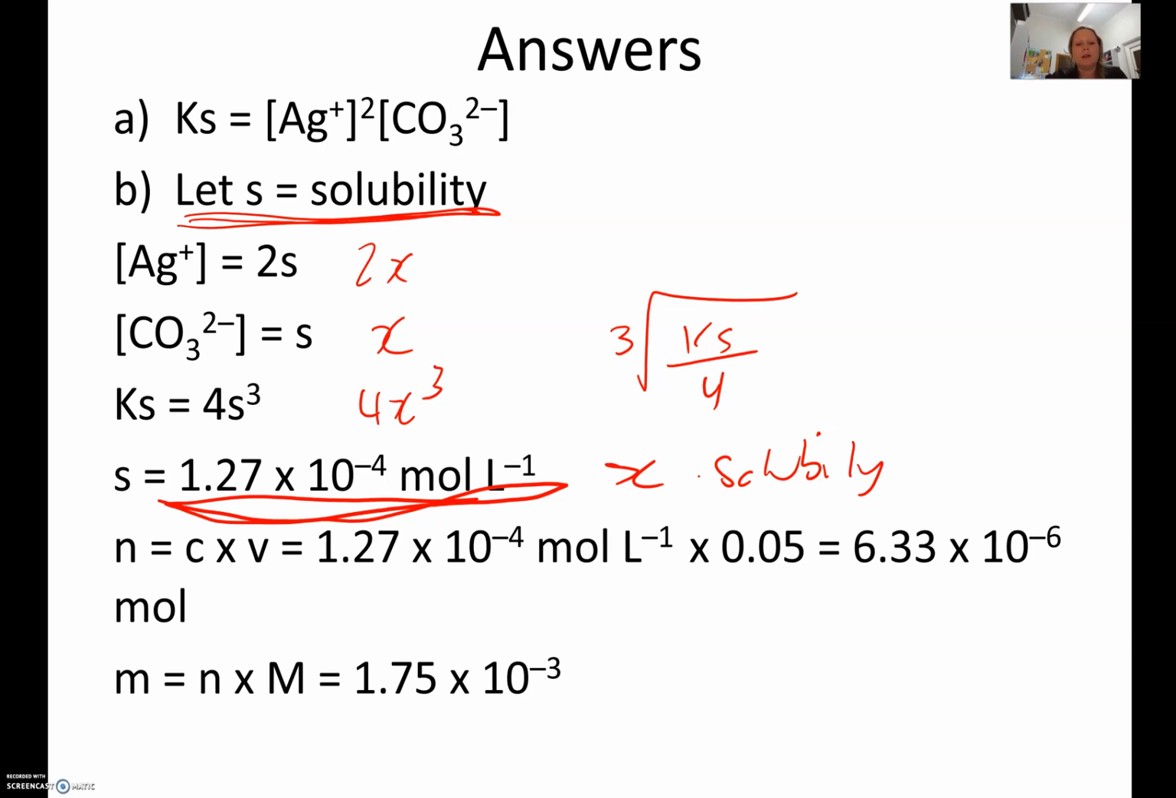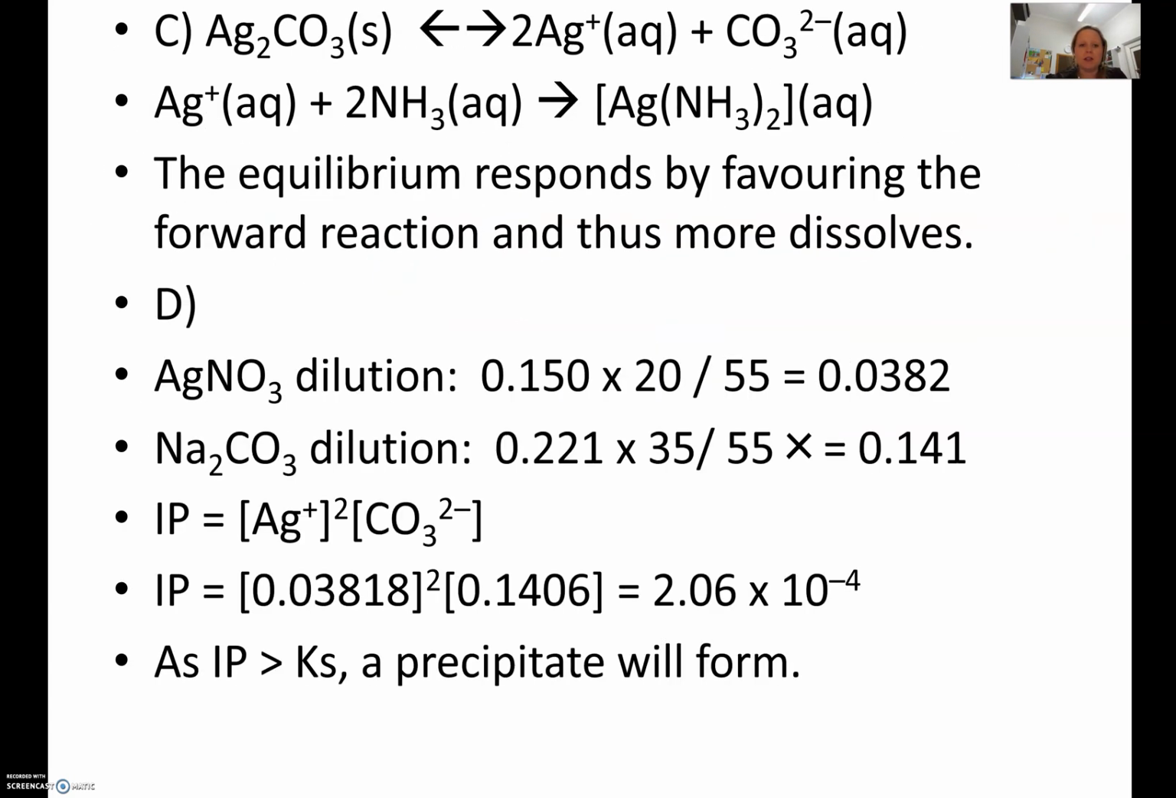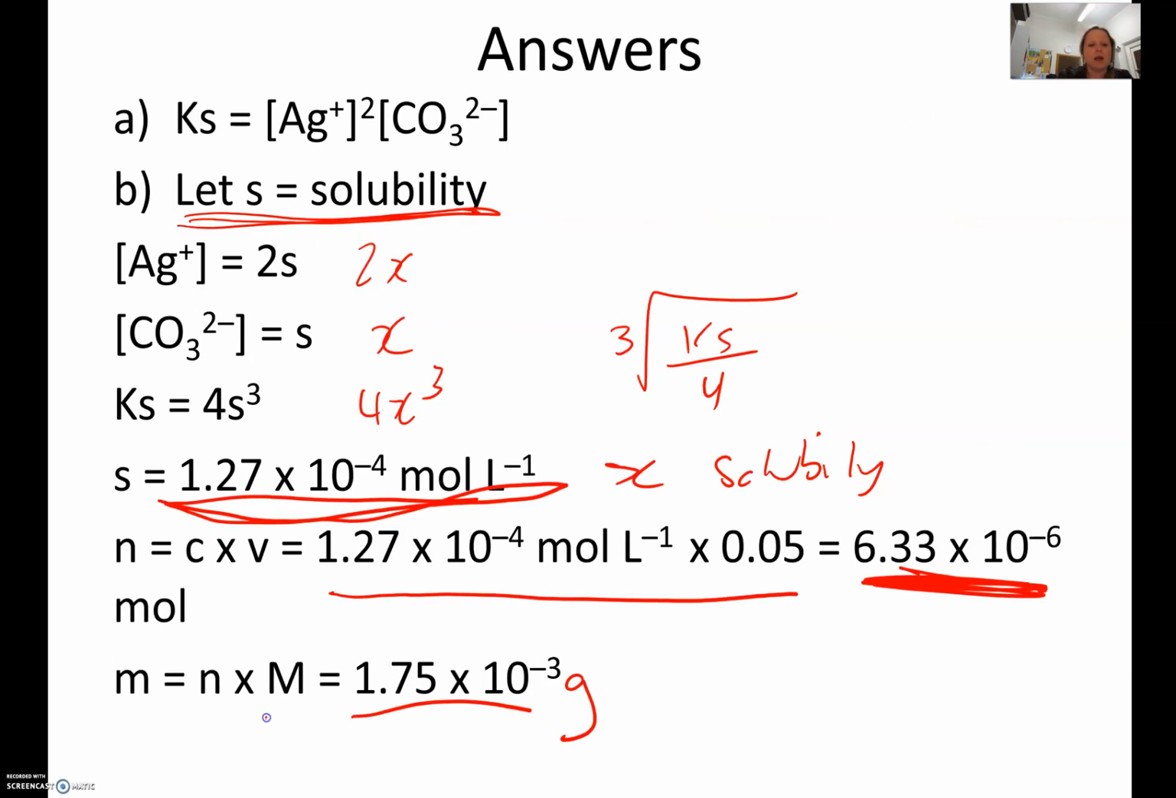So once we've got the solubility, we can turn that into a number of moles by timesing by the volume. They said 50 mils. And so therefore we get this many moles, and if we've got the moles, then we can work out the mass by doing number of moles times the molar mass, and you get 1.75 times 10 to the negative 3 grams. The molar mass was given in the question, I believe it was 276. So you just had to times this number of moles by 276. So I hope that makes sense.